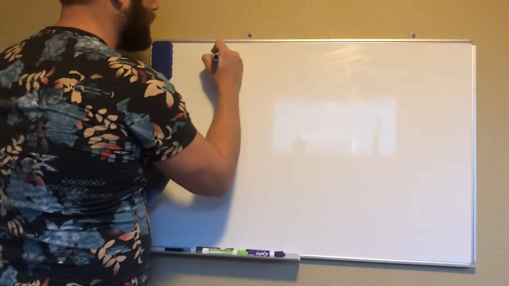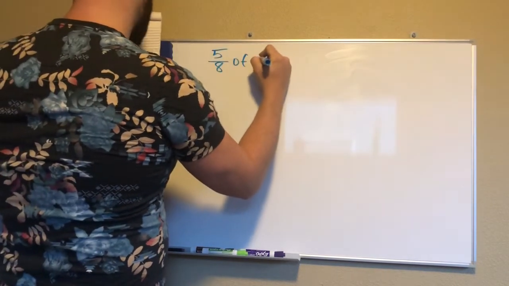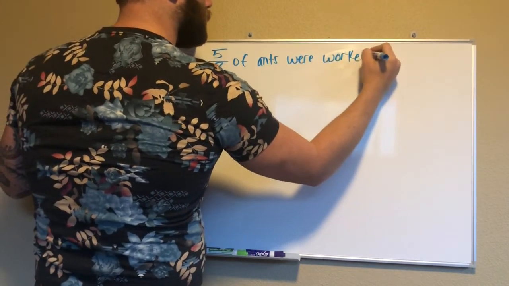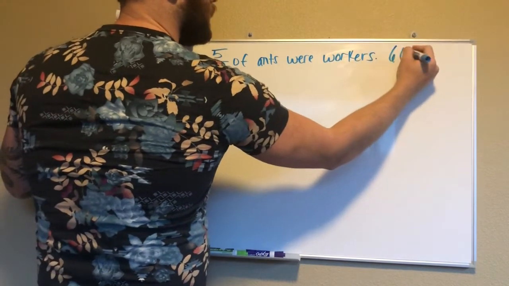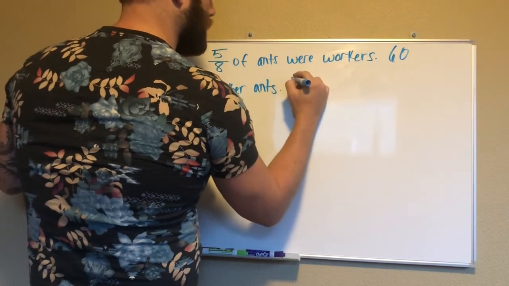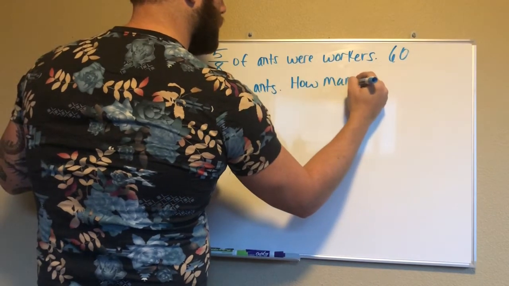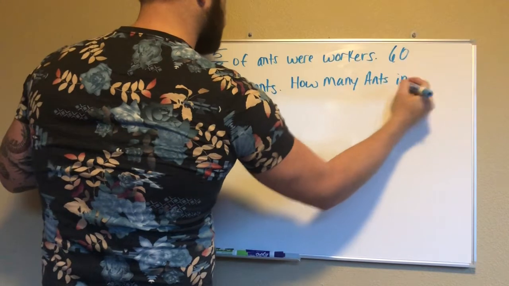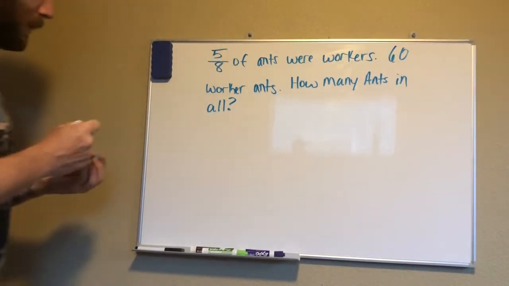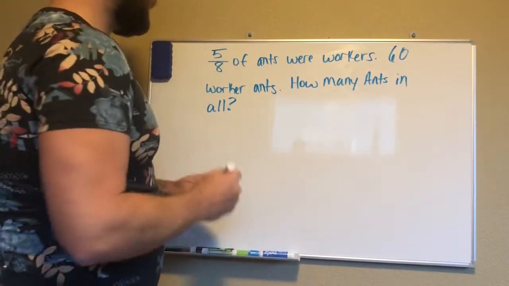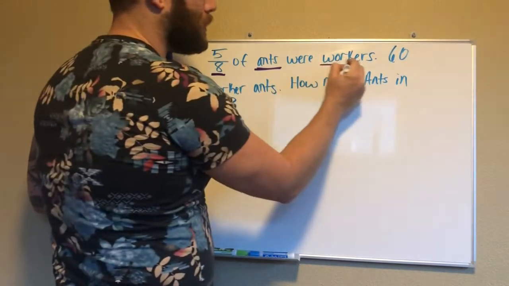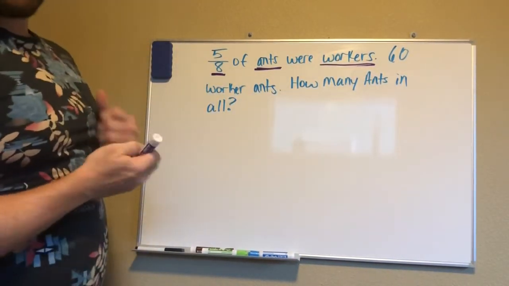So we have 5/8 of ants were workers. There were 60 worker ants. How many ants in all? Question mark. So, let's look at our keywords here. We have 5/8, ants and workers. You probably already noticed what I'm going to turn this into.